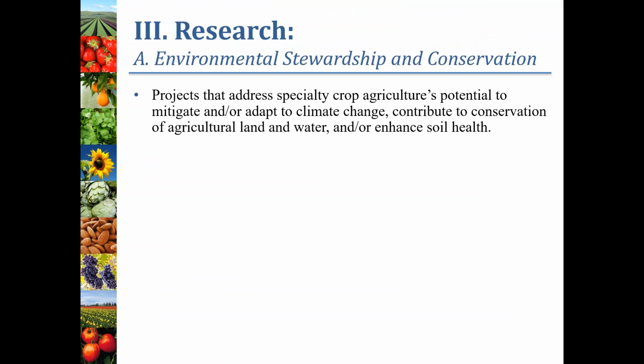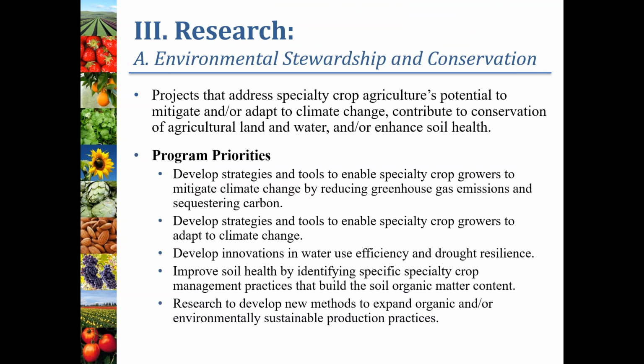Funding Area 3, Research Category A, is Environmental Stewardship and Conservation. Projects submitted to this category should address specialty crop agriculture's potential to mitigate and/or adapt to climate change, contribute to conservation of agricultural land and water, and/or enhance soil health. Note that there are 5 program priorities.